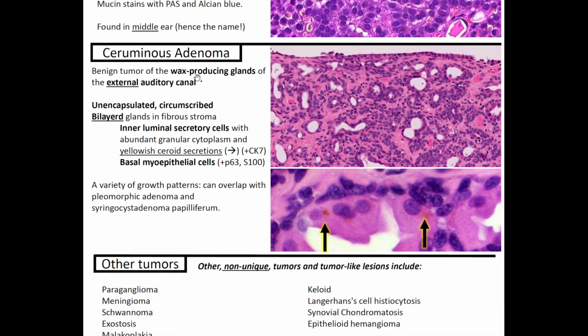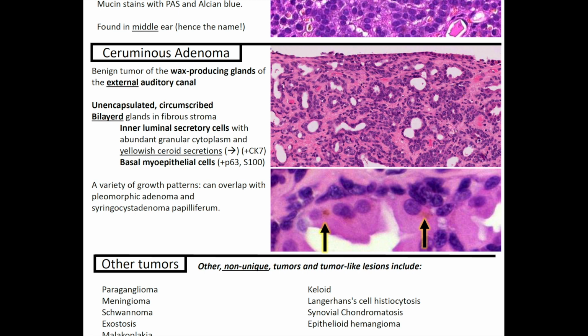All right, next up we've got ceruminous adenoma. This is a benign tumor of the wax-producing glands of the external auditory canal. Unencapsulated, often circumscribed, bilayered glands in a fibrous stroma with inner luminal secretory cells with abundant granular cytoplasm and yellowish ceroid secretions. Cytokeratin 7 positive, and also positive for basal myoepithelial cell markers like P63 and S100. There's a variety of growth patterns for ceruminous adenoma, and it can overlap with pleomorphic adenoma and syringocystadenoma papilliferum.